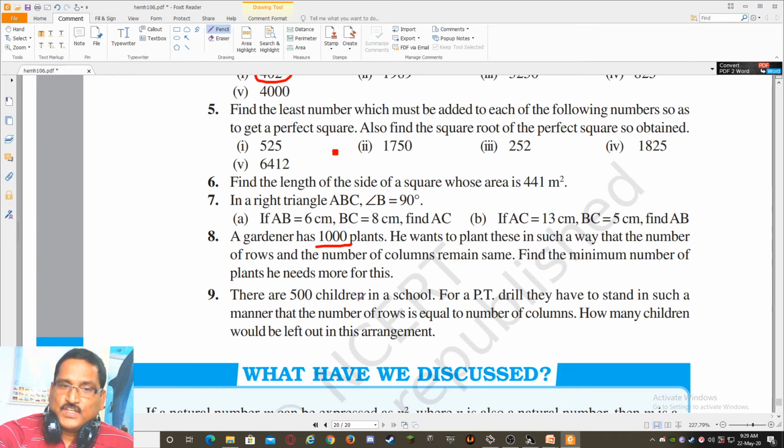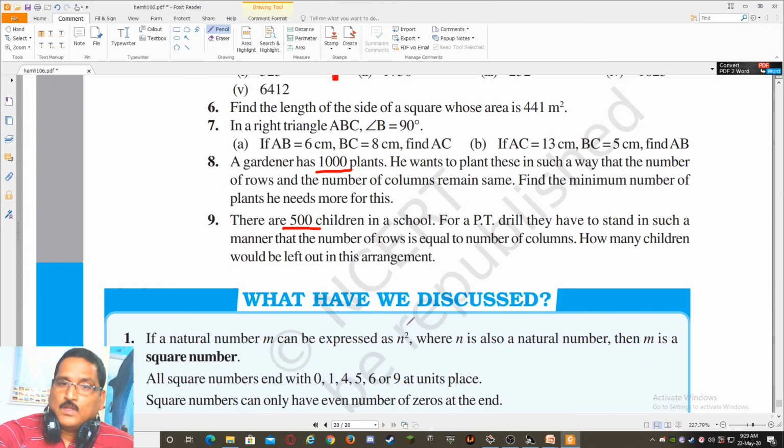So, 500 children in a school. 500 is not a perfect square number. You have to arrange them in such a way that the number of rows equals the number of columns. So let the number of rows be x, and the number of columns also x. Then x into x equals this. But if we perform this square root by the long division method, some remainder is coming.